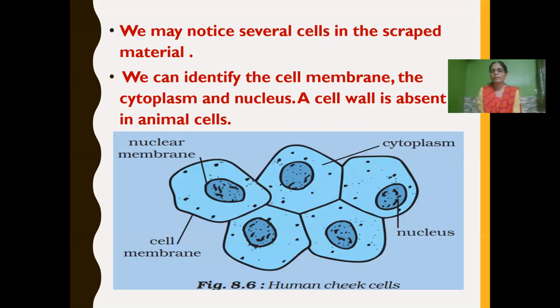Now you can see here, we may notice several cells in the scraped material. What we can identify is the outer covering called the cell membrane, then the jelly-like substance between the nucleus and the cell membrane, which we call cytoplasm, and the dense round body inside the cell, which we call the nucleus. But here, what is the difference? In the animal cell, the cell wall is absent. So these three are the basic components of the cell: cell membrane, nucleus and cytoplasm.